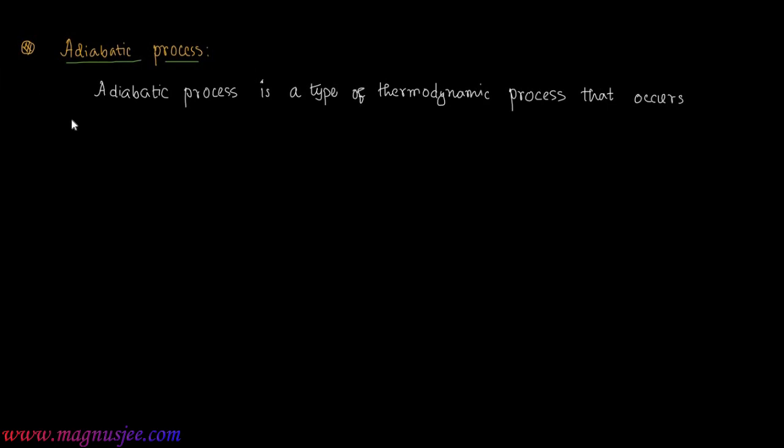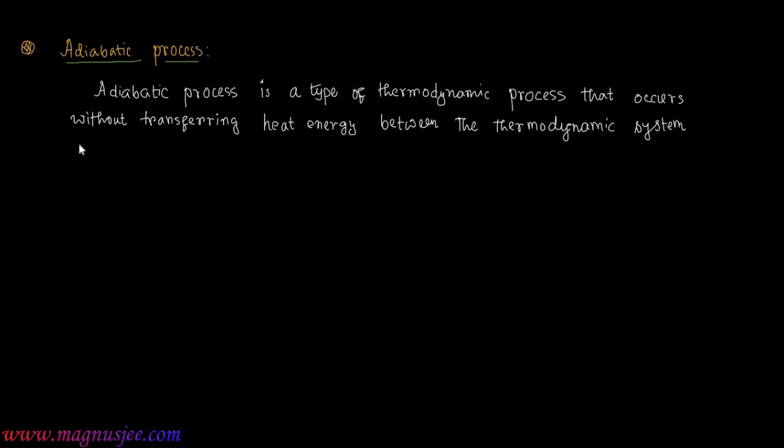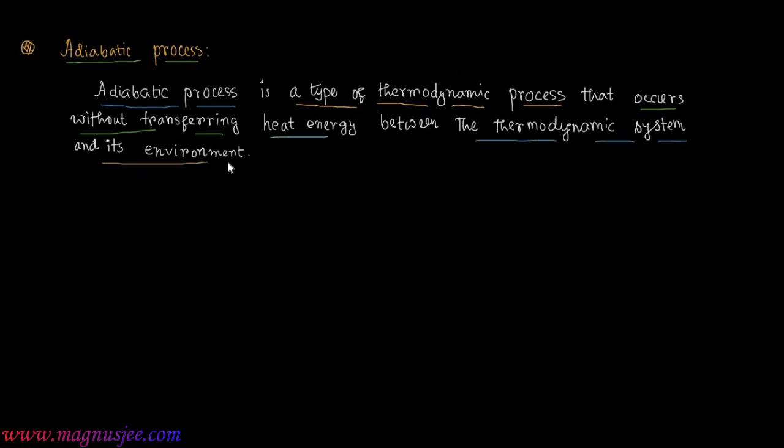Adiabatic process is a type of thermodynamic process that occurs without transferring any heat energy between the thermodynamic system and the surroundings, or its environment.